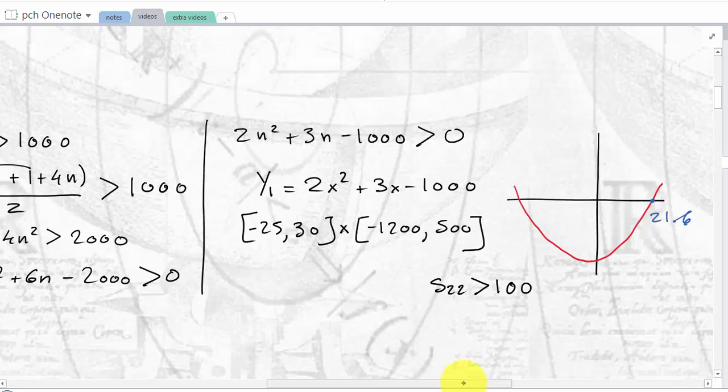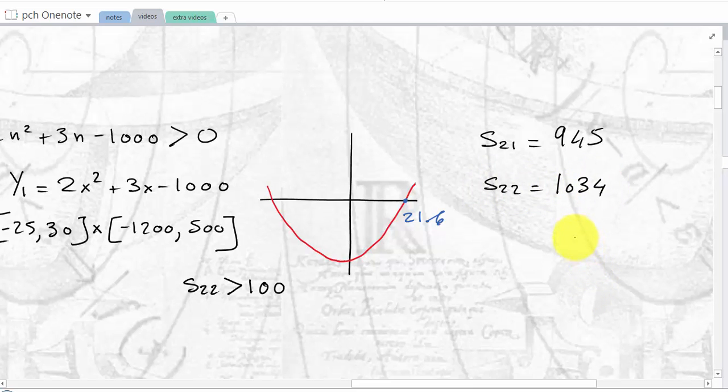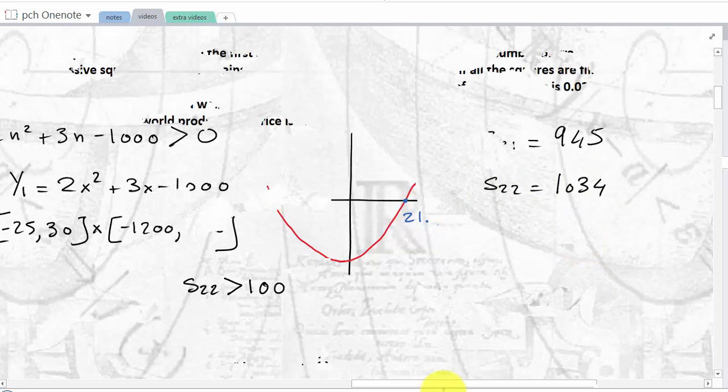And you can check this actually. I've done it on the calculator. If you look at S of 21, that's going to be 945, while S of 22 would be 1,034. Okay? Let's move on to example number 3.